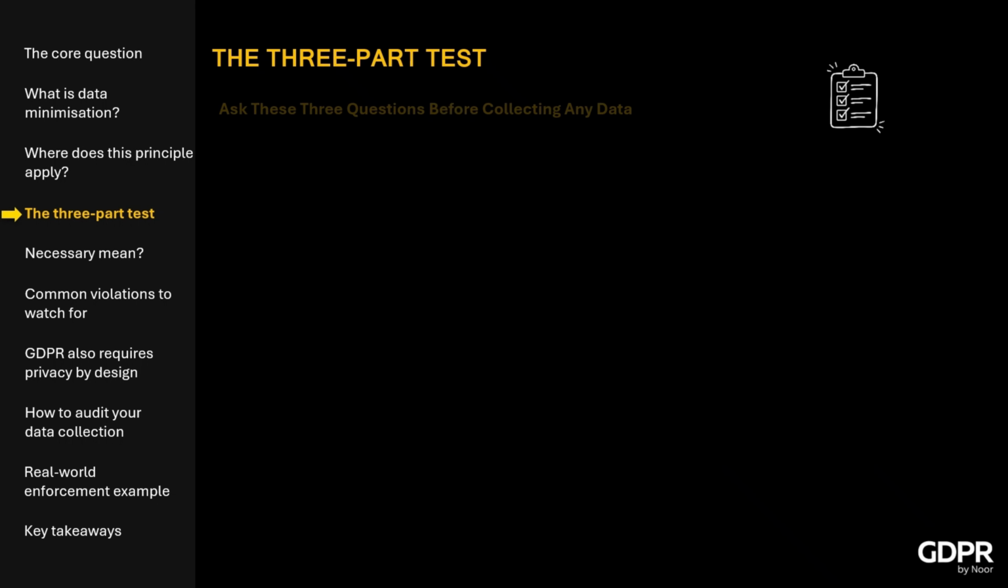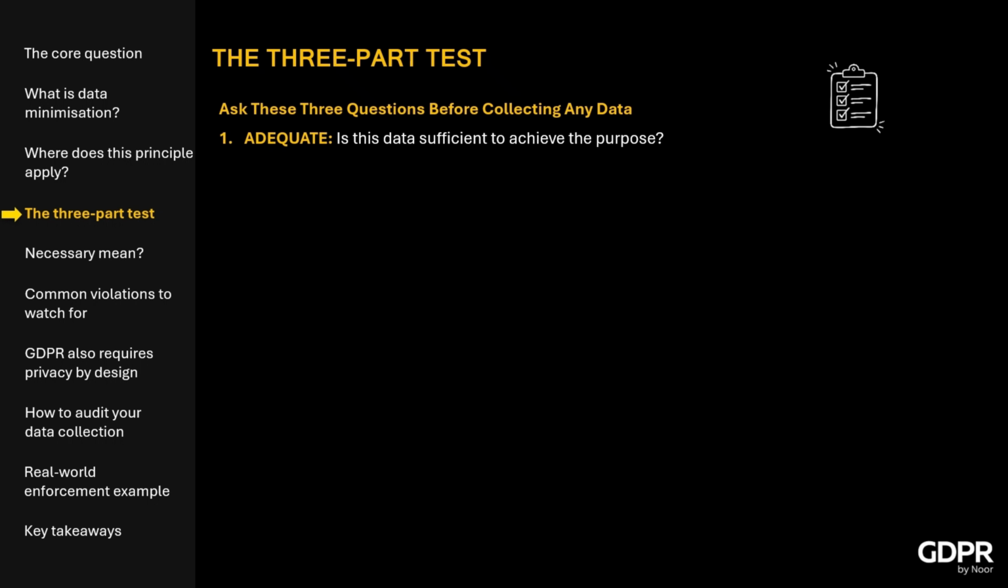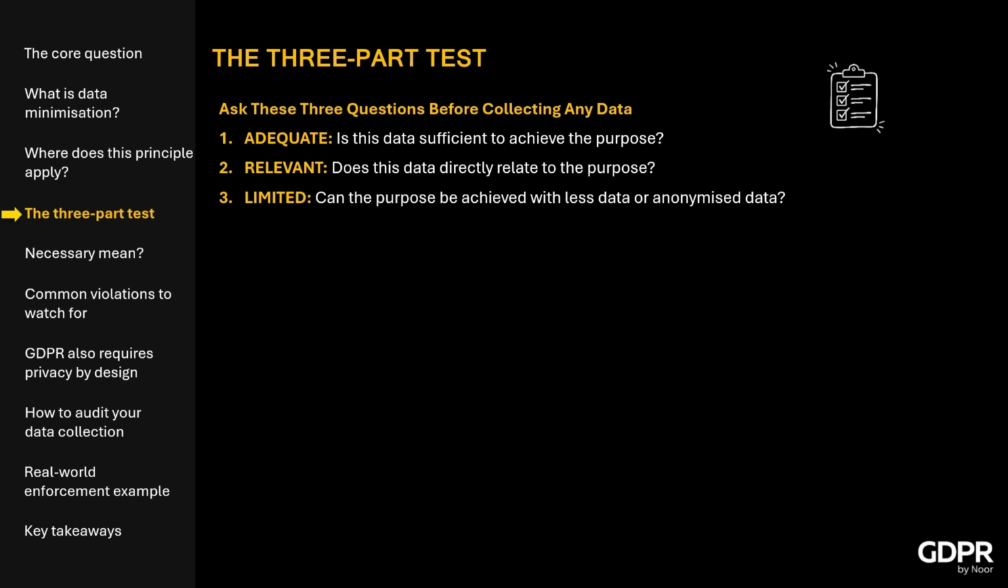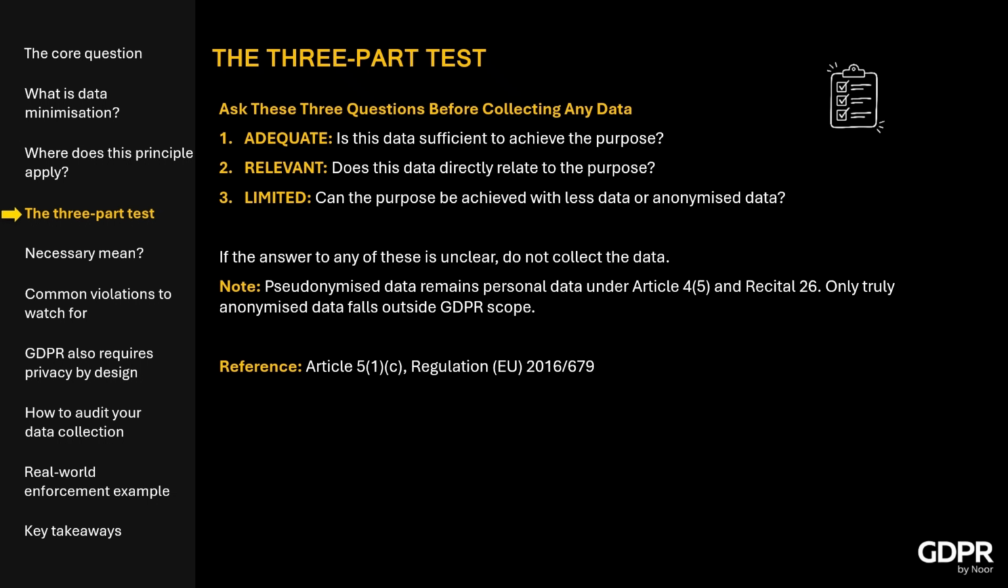The three-part test. Before collecting any data field, apply this test. Is the data adequate to fulfill the purpose? Is it directly relevant to that purpose? Can you achieve the same outcome with less or anonymized data? If you cannot clearly answer all three, the data should not be collected. This test is your practical compliance check. One important distinction: pseudonymization alone does not take data outside the GDPR scope. Only truly anonymized data does.